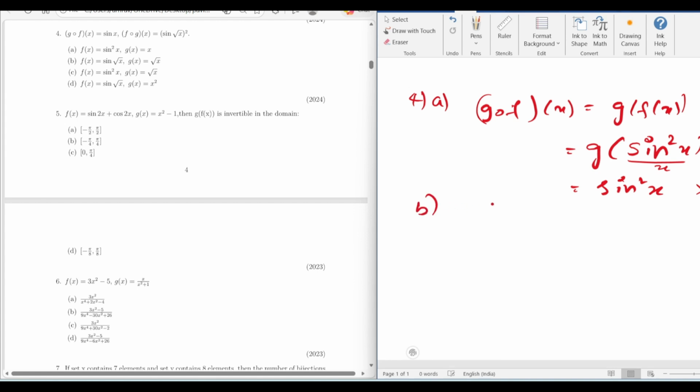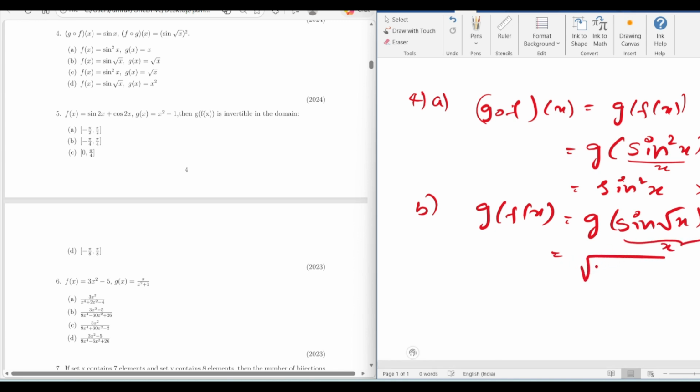Now let us go with option B with the same concept, g of f of x. Here f of x is sin root x, so this acts as your x value. g of x is root x, so root of x, which is sin root x. So even this does not obey the given question.